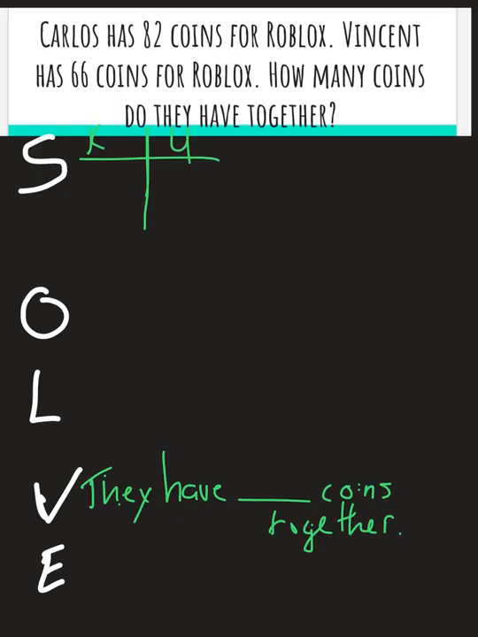Okay, so let's take a look here. Carlos has 82 coins for Roblox. This is our Wednesday question, by the way. Carlos has 82 coins for Roblox. Vincent has 66 coins for Roblox. How many coins do they have together?